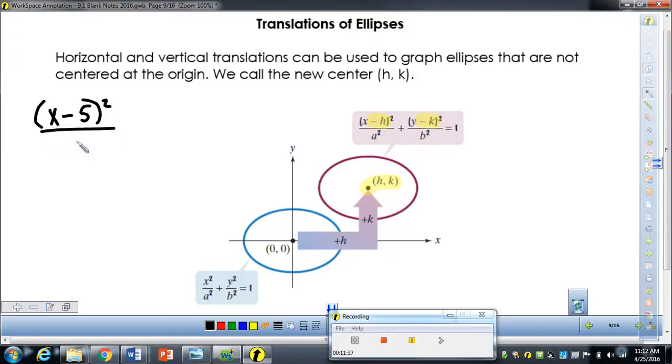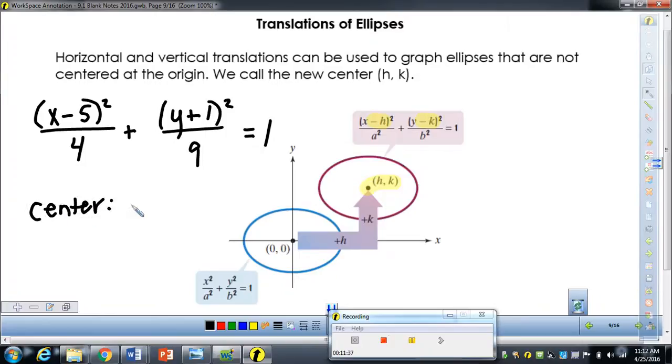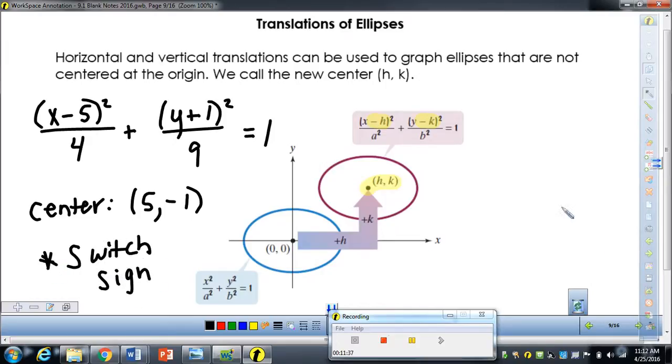Let's say it was (x minus 5) squared over 4. Let's say we had (y plus 1) squared over 9. The x value for the center would be positive 5. We're going to switch the sign. And the y value for the center would be negative 1. We're going to switch the sign. So that's something important to know if it's not centered at (0, 0).